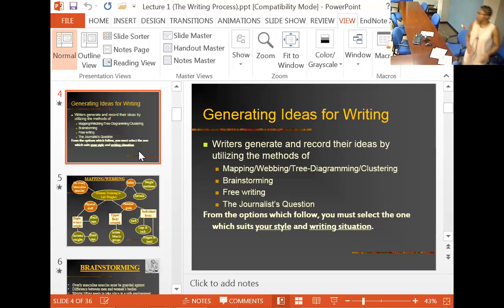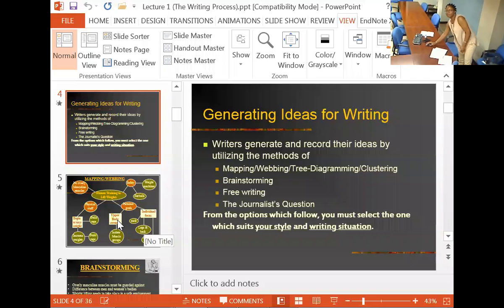So once you have done the mapping, you can now engage in free writing, or you could just avoid the whole idea of brainstorming and mapping and go right into free writing. You could just jump in and write, but you'll have to go back and make some changes. And then another approach is the journalist questions. These are going to be the WH questions: where, when, why, what, and whatever else becomes relevant.